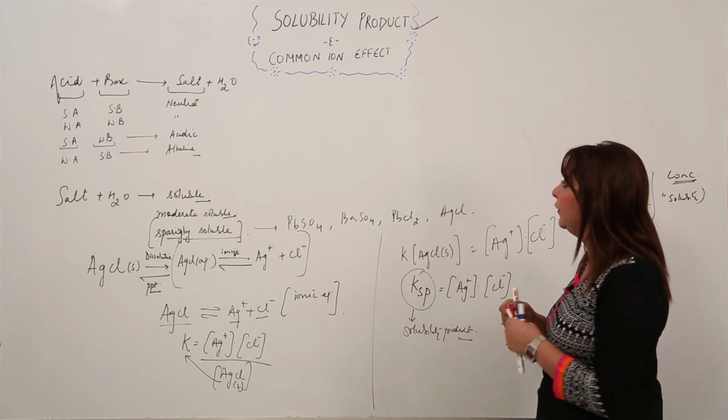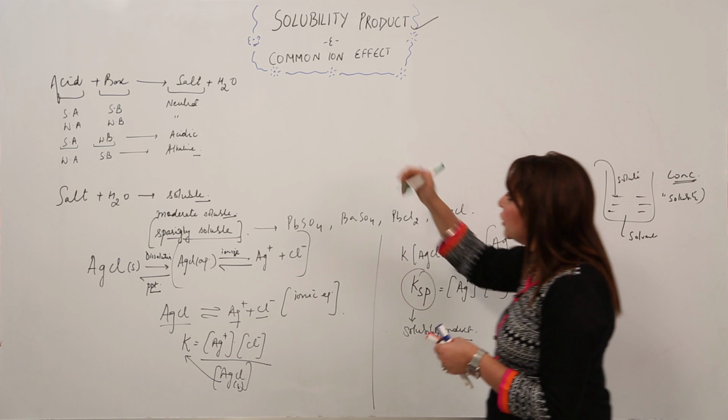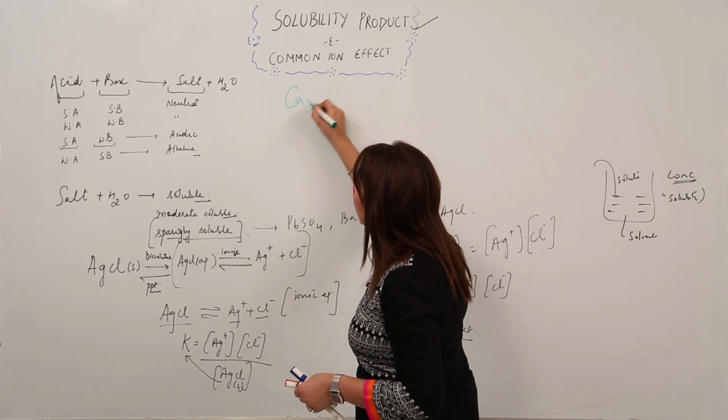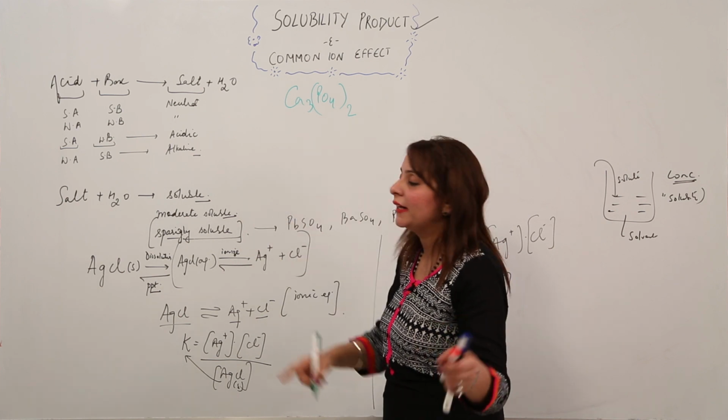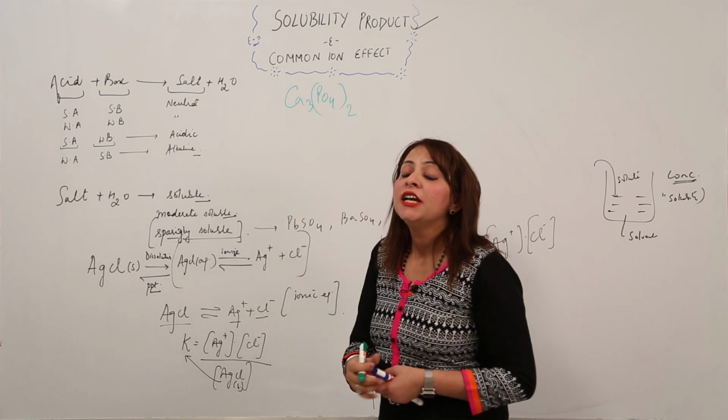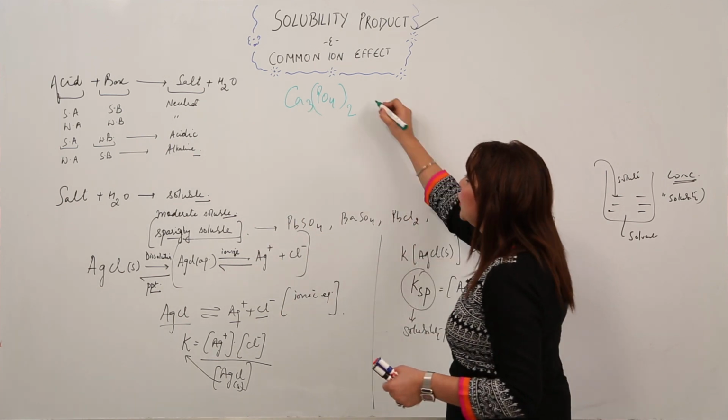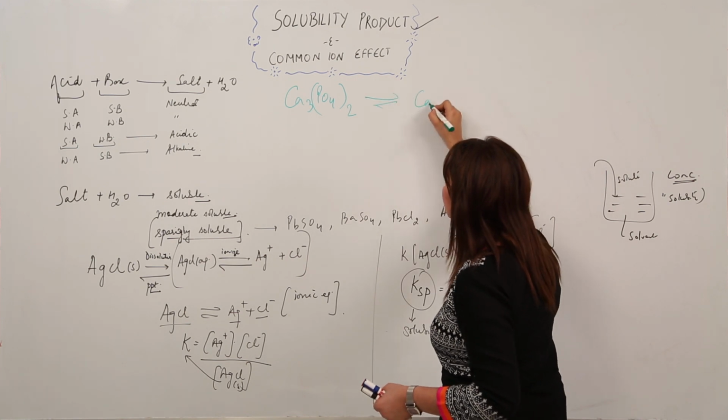So see, I am just giving an example. Let it be Ca3(PO4)2. What's that? You know that, it is calcium phosphate, right? So how is it going to dissociate?